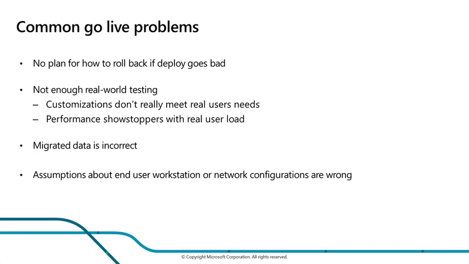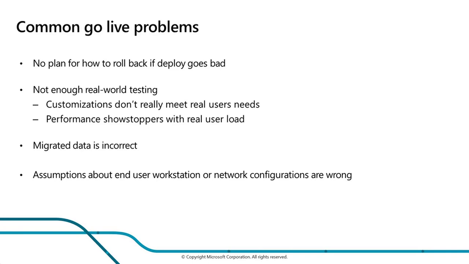So some common go-live problems, some common issues right here. No plan for how to roll back. So that's the very first one. And it sometimes happens. So you have to think about what will happen about the data, what will happen about part of the system that has been deployed, what will happen if I need to restart a machine or if I need to delete a specific solution in an environment.